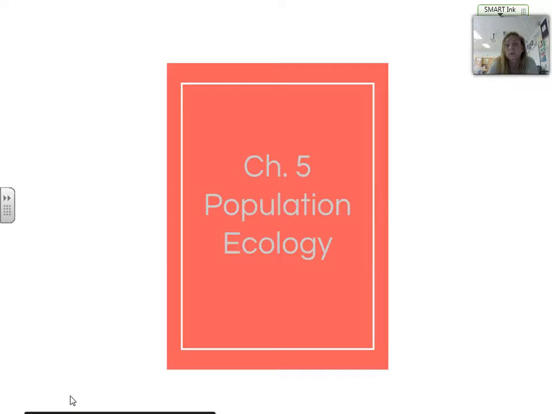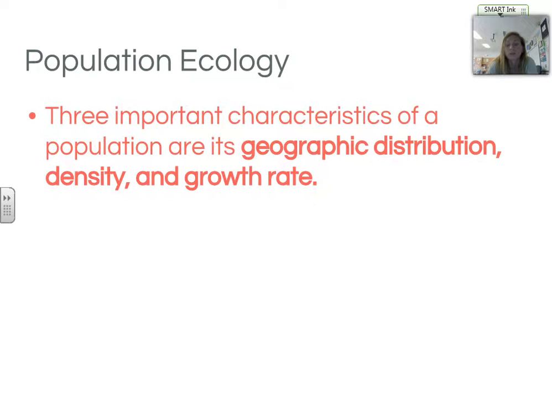We'll take some quick Cornell notes and then we'll be applying a lot of these concepts in the classroom to understand them a little bit better. So let's get started with the three important characteristics of a population, which are its geographic distribution, or where that population is located, the density of that population, and then growth rates.